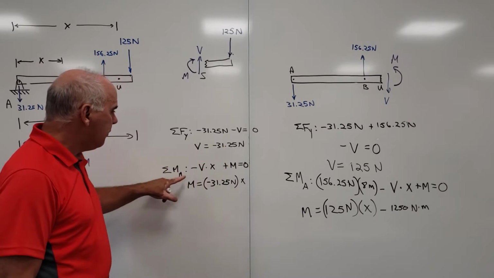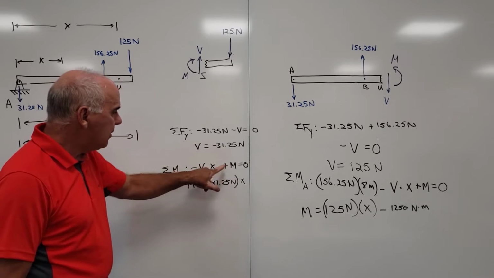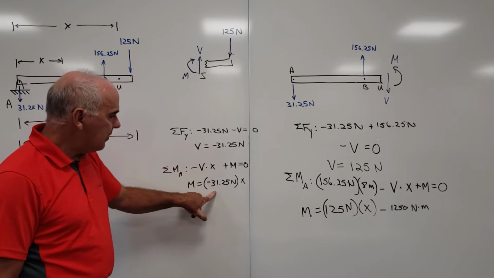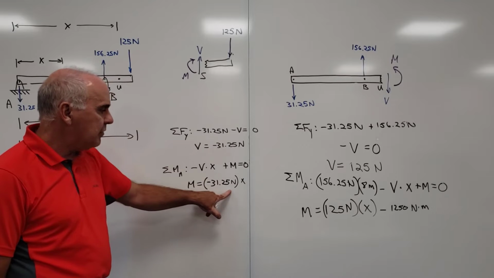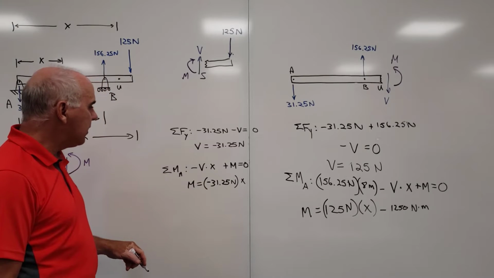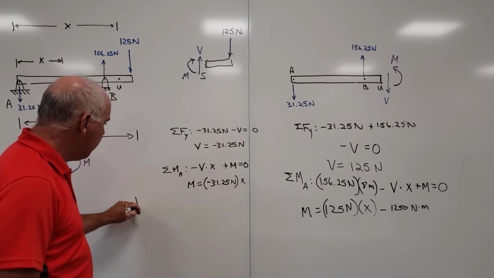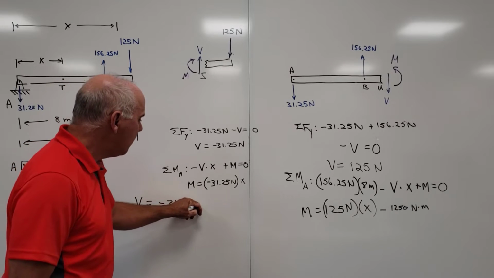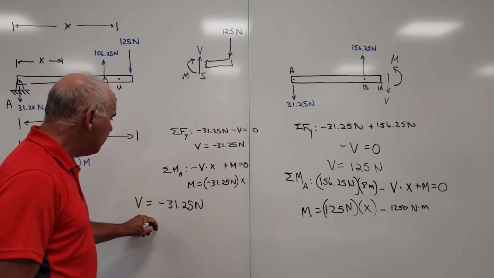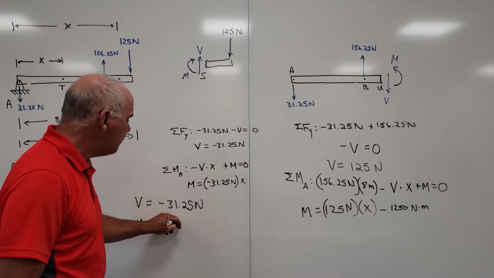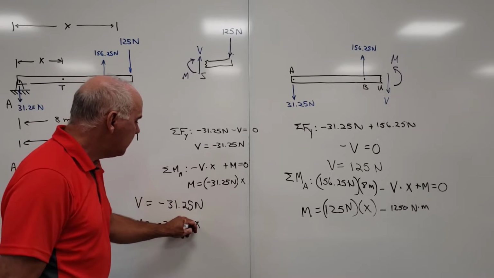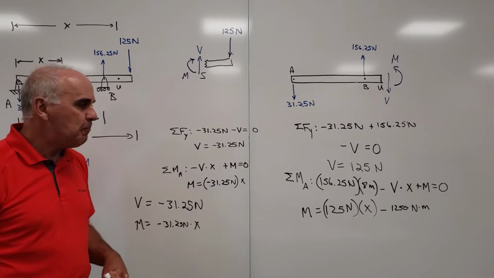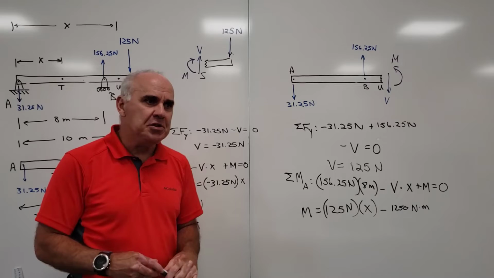And so when I solve for that, the moment is equal to Vx, goes to the other side of the equation and becomes positive, but V is negative 31.25 newtons, and then times x, right? So just real quickly again, V is equal to minus 31.25 newtons, and the moment is equal to minus 31.25 newtons times x. Okay, and I'll come back to that here in a minute. All right, so there's my solution.